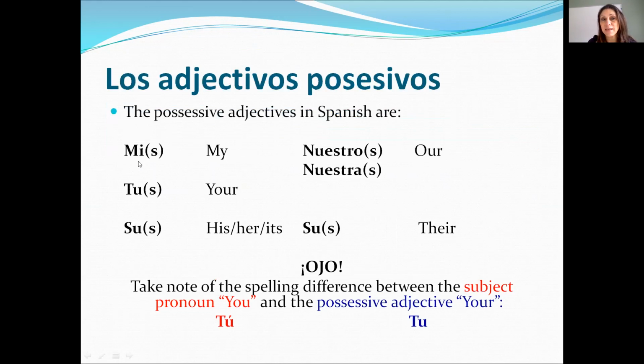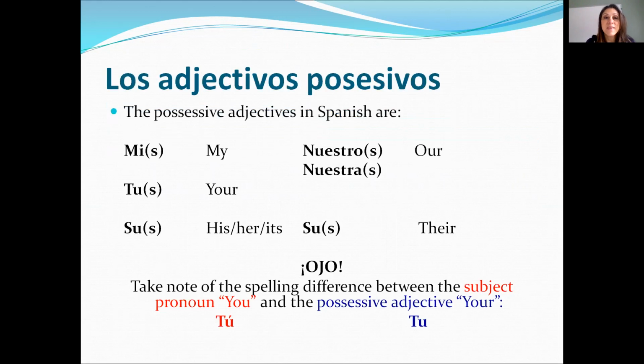Now, what you're going to see is that the possessive adjective is not based on the subject. It's based on the noun that it is actually modifying. So if it's a singular noun, it's going to be mi. For example, here, I've got a, what's this in Spanish? Bolígrafo. Mi bolígrafo. But if I have lots of bolígrafos, it would be mis bolígrafos.